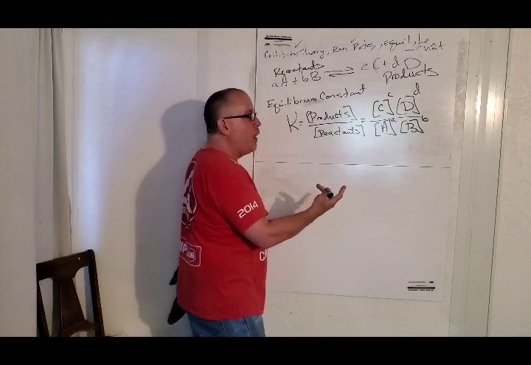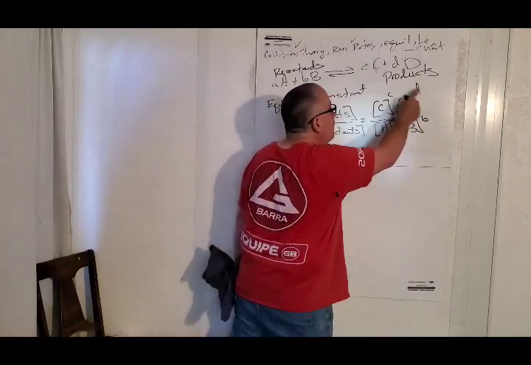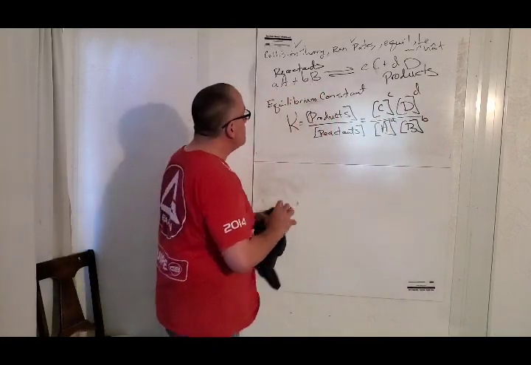It is 1.8 times 10 to the minus 5. This is usually called the equilibrium constant expression. It's the equation for the equilibrium constant.